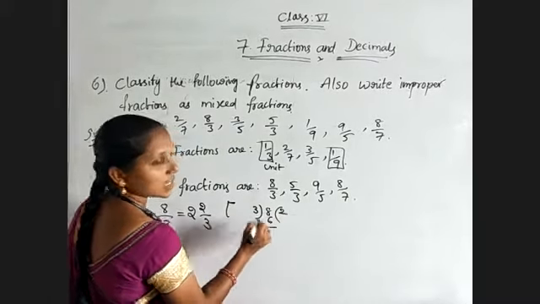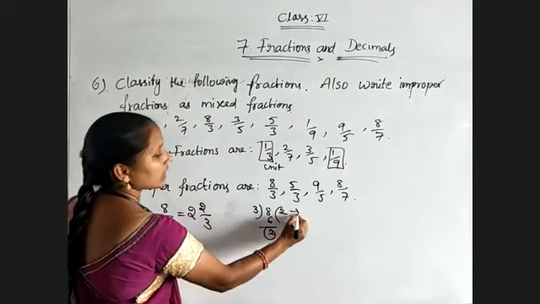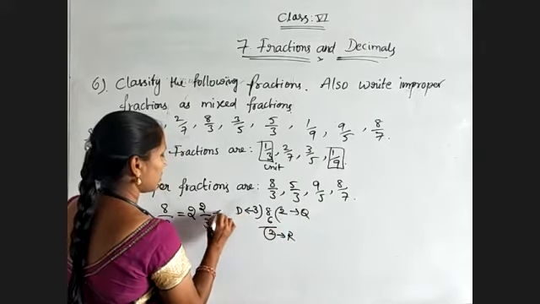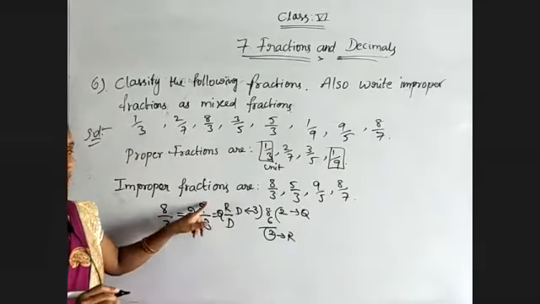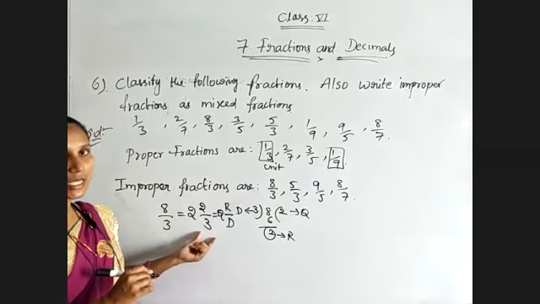3 twos are 6 and 2 is left. So quotient, remainder, divisor. Quotient, remainder by divisor. Quotient to remainder is 2. Divisor will not change. After the conversion also divisor will be same.